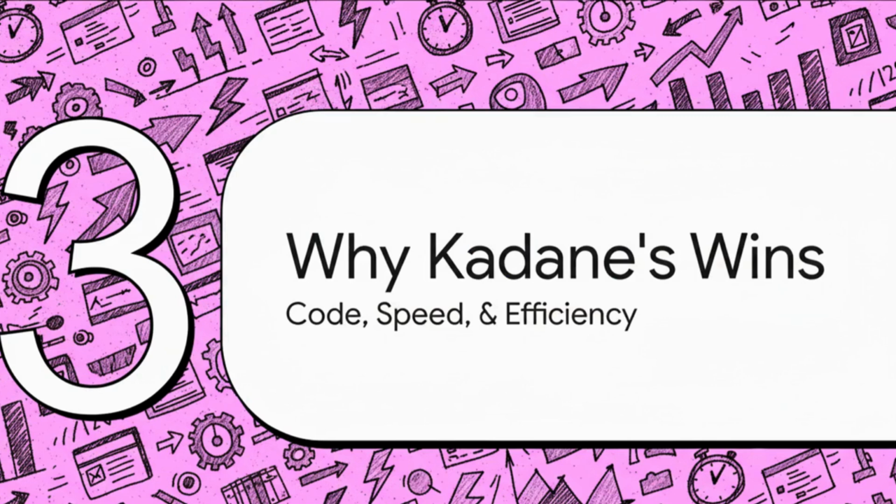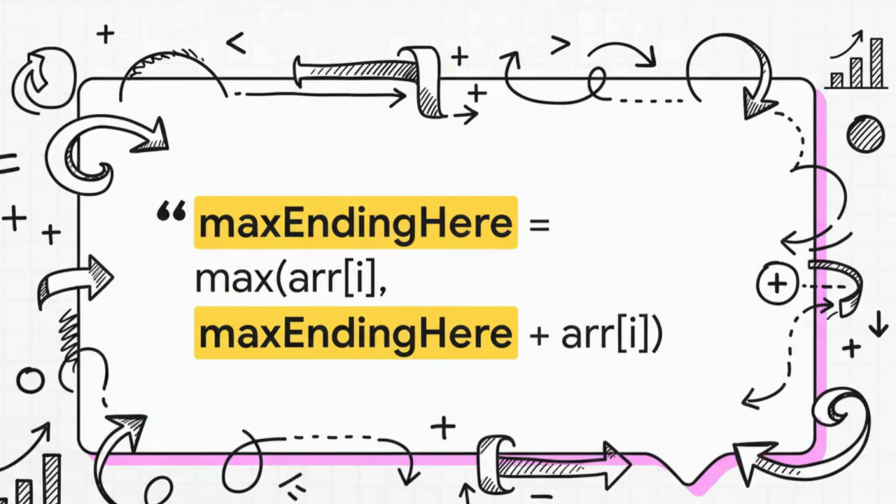So, we've seen how it works. Now let's talk about why this algorithm is such a powerhouse, why it's the go-to solution in terms of pure performance. Believe it or not, that whole extend versus start fresh logic we talked through, it can be boiled down to this one single beautiful line of code. All it's saying is the new maxEndingHere is going to be whatever's bigger, either the new number all by itself or the new number added to what we had before. It's so simple, but so powerful.